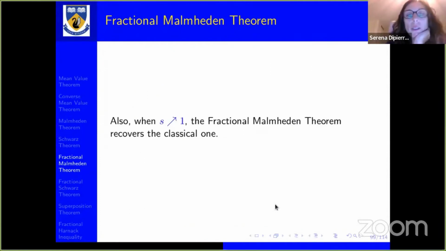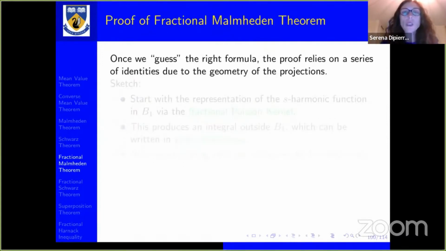Okay, and then we said when s goes to 1, the fractional Malmheden theorem recovers the classical one. So we have at least a couple of good reasons to think that that was a reasonable formula, because it recovers the fractional mean value formula when I compute it at the center of the ball, and when s goes to 1, it recovers the classical Malmheden theorem. So it's a reasonable formula.